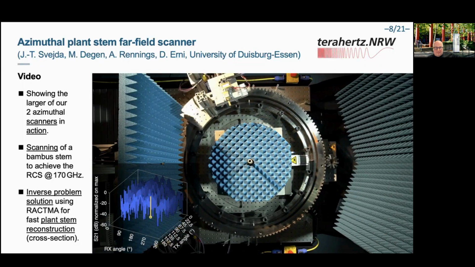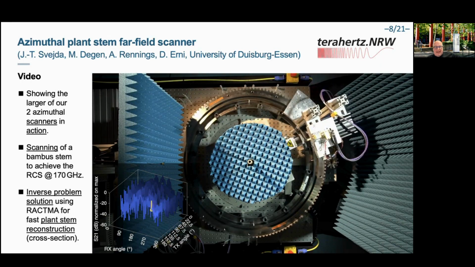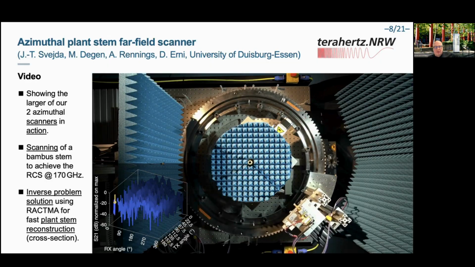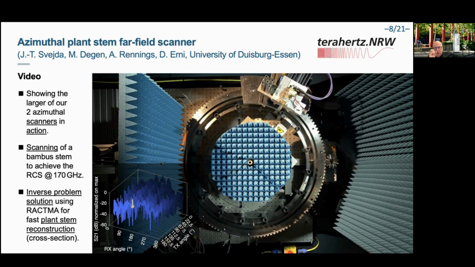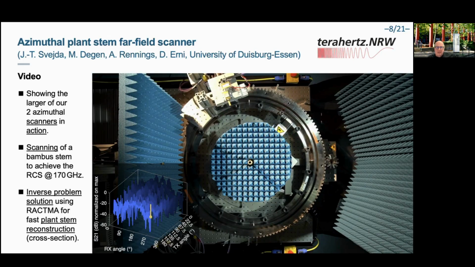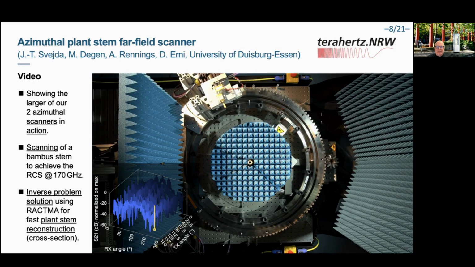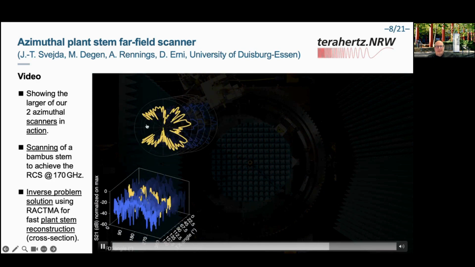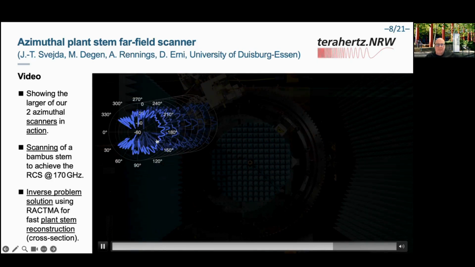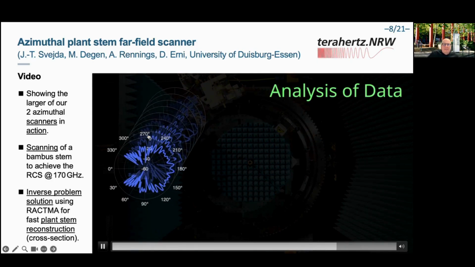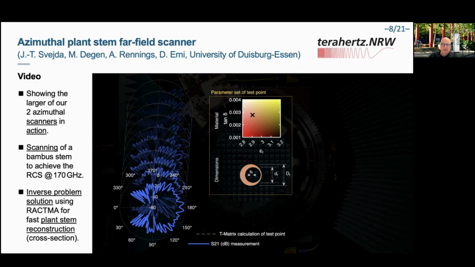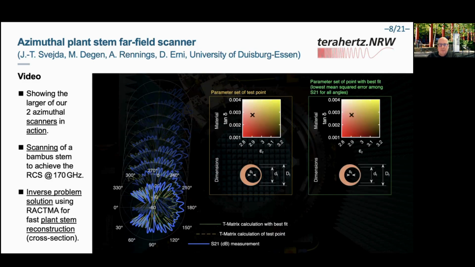And at the end, we will also display these diagrams in a polar coordinate system, which is much more intuitive to understand. So that will happen in the very next step. What we will see then is here we see the scattering diagrams around the bamboo stem. And these measurements are then used in order to carry out the inverse problem.